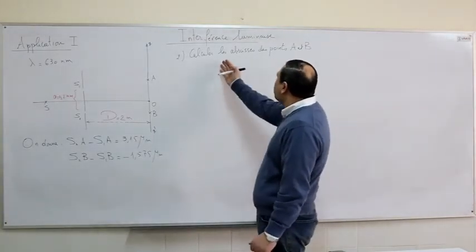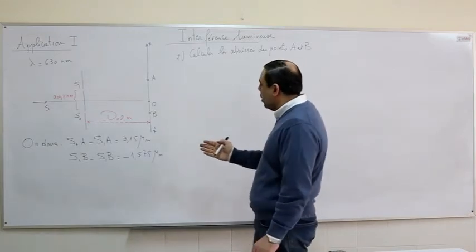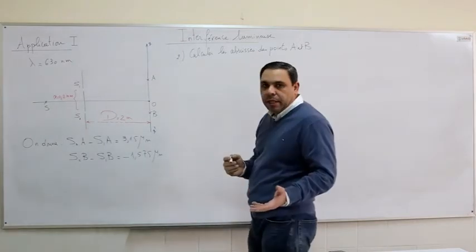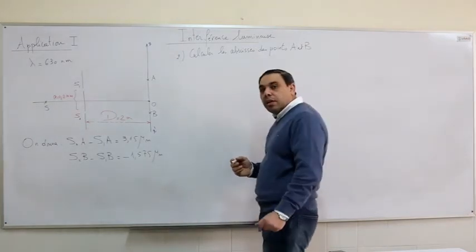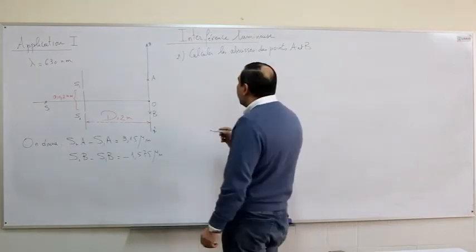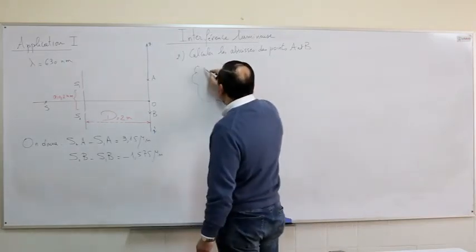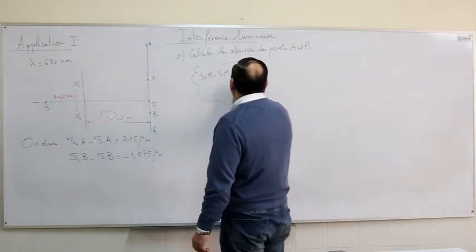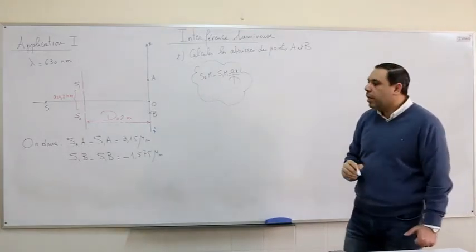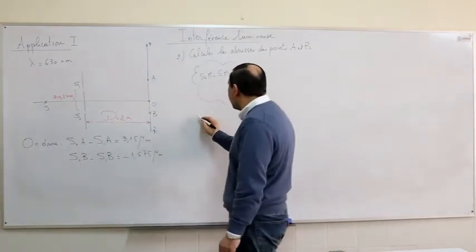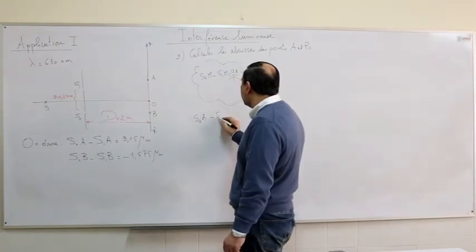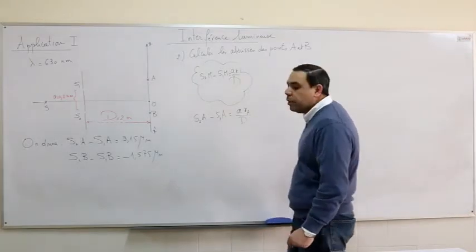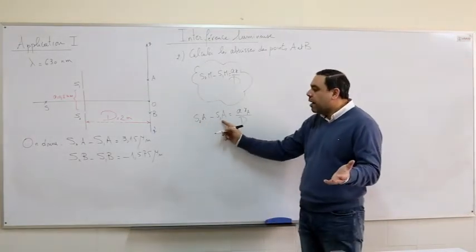In the second part of the question, calculate the abscissas of points A and B, with the x-axis being directed upwards. So how can we determine the abscissas of A and B? We use the following formula: S2m minus S1m equals AX over D. Note that S2a minus S1a is equal to AXA over D. We use the path difference of A to find the abscissa of A.